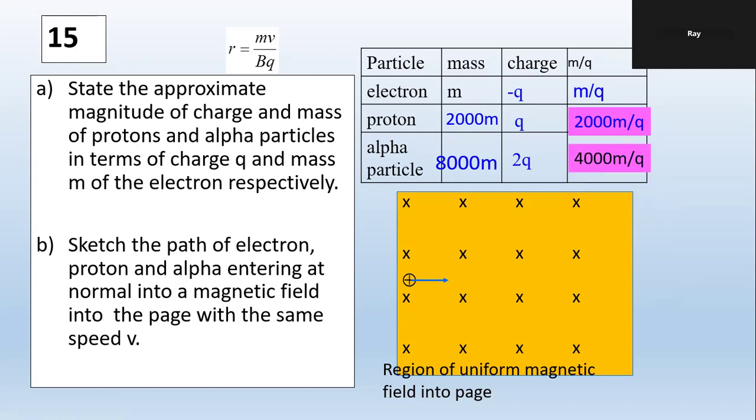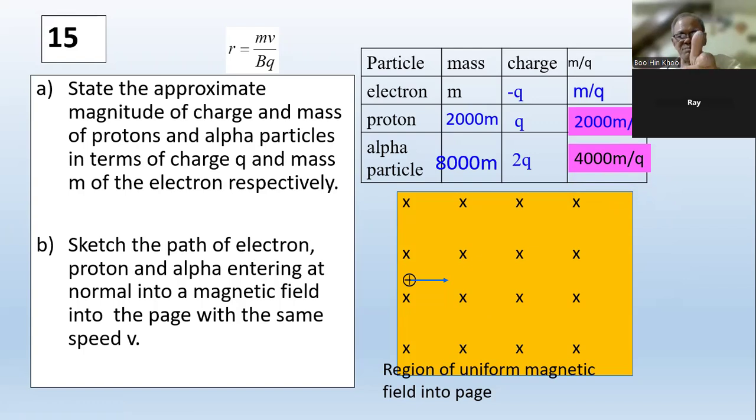Okay, you should be able to sketch the path of electron, proton, alpha entering at normal into the magnetic field. The magnetic field is into the page. Current is the flow of positive charge. So where's the force? Force on the positive charge on the proton is up. So you should be able to draw the graph. Gamma is not deflected.